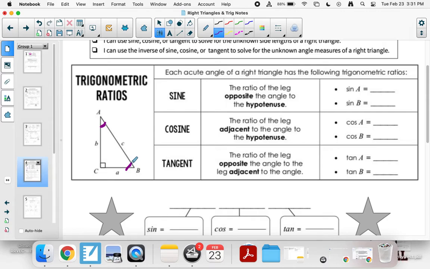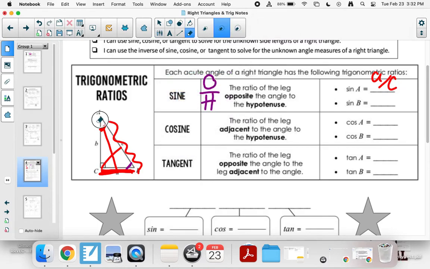Sine, what we're going to do first, is the ratio, so a fraction, of the leg opposite the angle to the hypotenuse. So opposite is going to go on top, hypotenuse is going to go on bottom. I like to use O and H. If I'm looking from angle A's point of view, opposite angle A would be this side A. So side A over the hypotenuse. It doesn't matter which angle you're looking at, the hypotenuse is always across from your 90. So the hypotenuse is this side C.